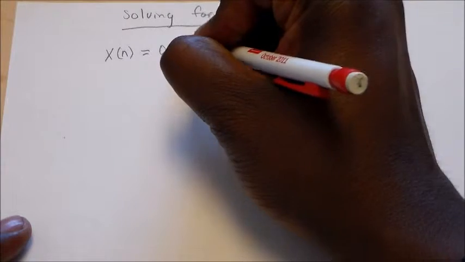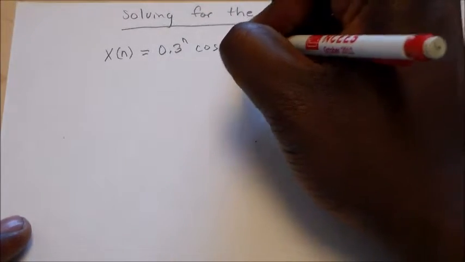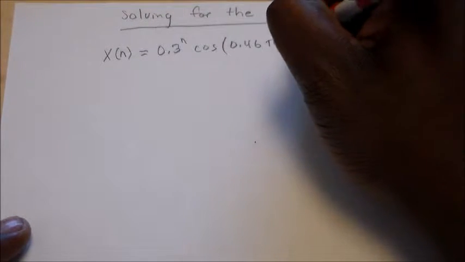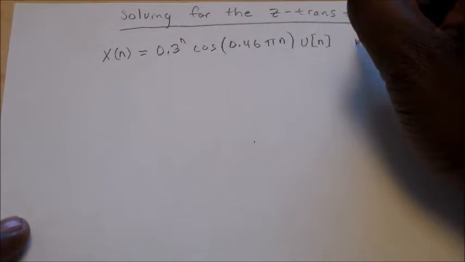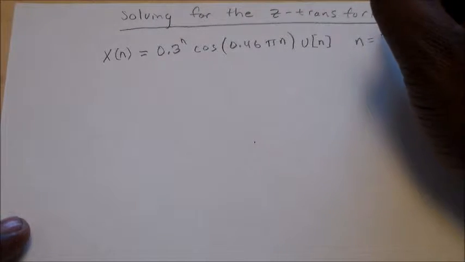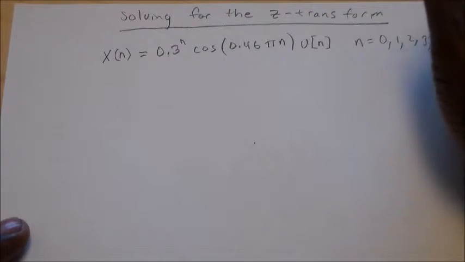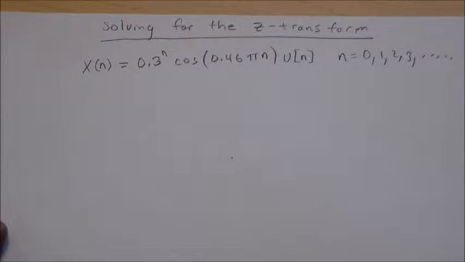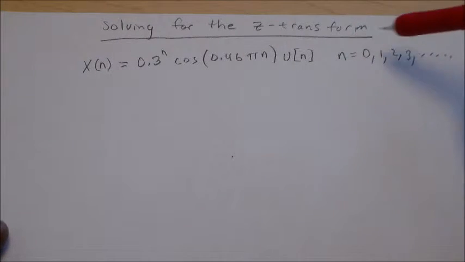0.3 raised to the n power cosine of 0.46 pi n, okay, times the unit step of n. And for us, n is going from 0 to 1 to 2, 3, so on and so forth, okay? All right, and again, we're trying to find the Z transform for this.